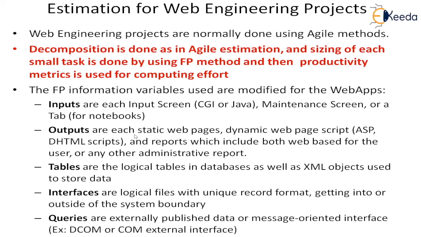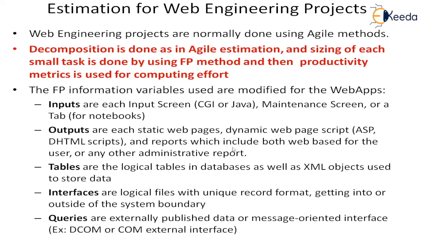Then in the output, there will be static web pages which only contain some information but no variables. Then we will have dynamic web pages. So there will be dynamic web scripts which are getting populated. Data or variable information is getting populated in the dynamic web page, which are normally written in ASP, JSP, DHTML, dynamic HTML. So we write scripts. How many such scripts do we have to write? And these are developed normally in HTML and DHTML.